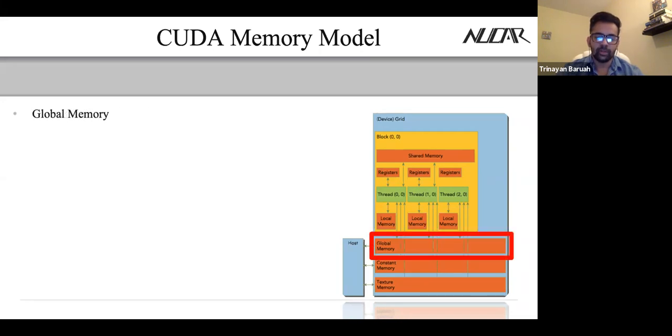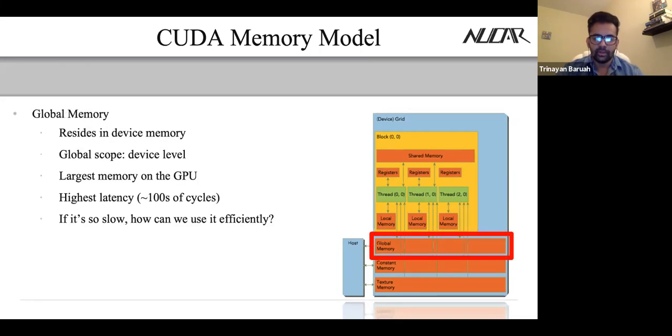So first, let us talk about what global memory is. The basic idea is that it resides in the device memory. By device memory, I mean that the GPU has its own DRAM, of a type like GDDR5 or something like that. That's the portion of memory that's called global memory. And the scope of this memory is across the device, right? It is the largest memory on the GPU because it's made with DRAM technology. DRAM is cheaper than SRAM, and SRAM is the technology that we use to make caches. And it has the highest latency.